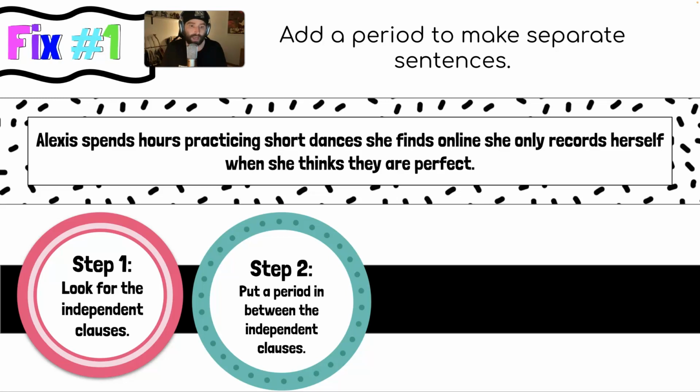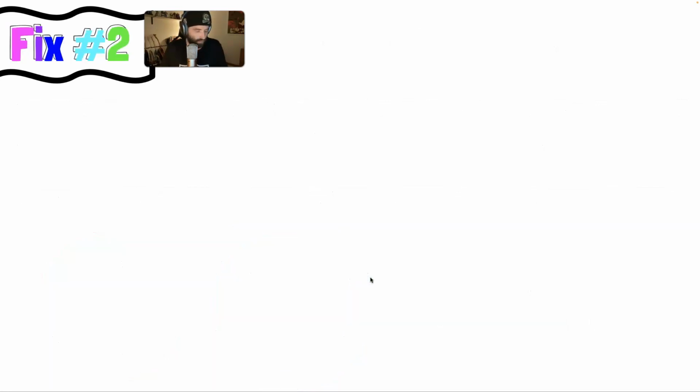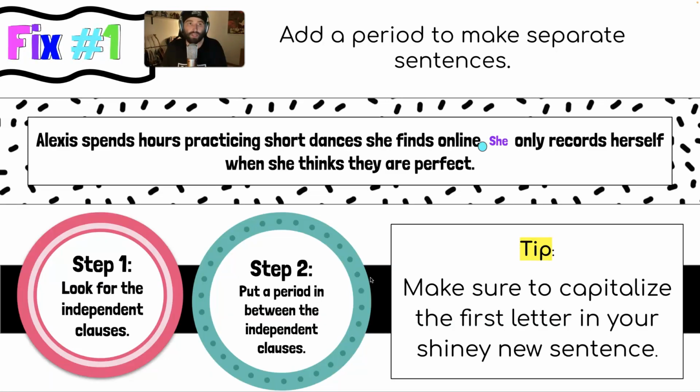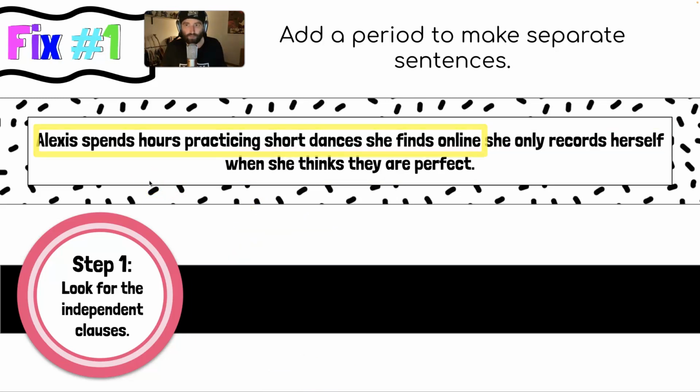And so the easiest way, again, put a period in between the independent clauses. There's our period. And then you would obviously make sure to capitalize the first letter in your sentence. Capitalize, there she is, she, right? So again, this is the simplest way. So what you would do here is, if we went back, you have your two independent clauses, and you just need to make sure that you see that, right?